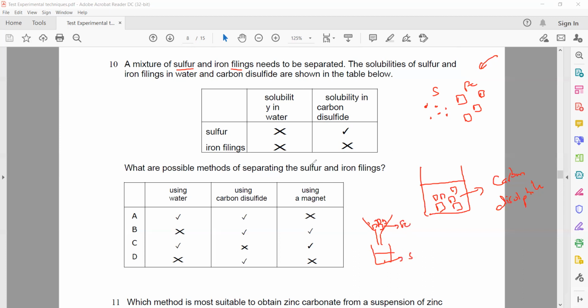So we can use this technique, but we cannot use water because if both are insoluble in water, and we use water, both will be left on the filter paper. So we cannot separate them. And using a magnet, because iron is attracted by the magnet, if I bring a magnet closer to this, all the parts of the iron are attracted towards the magnet. So we can use a magnet, we can use carbon disulfide, but we cannot use water. That is why B is the right answer for this.